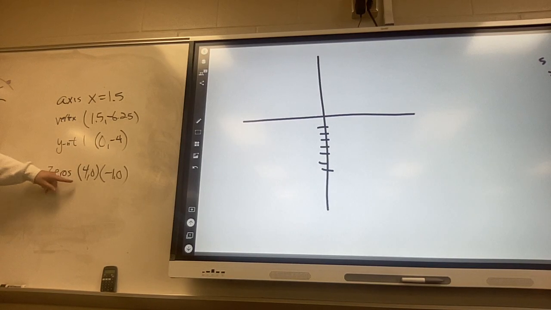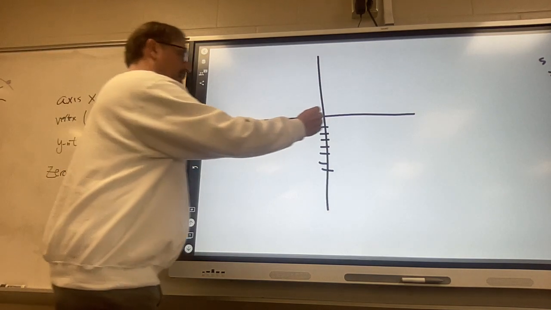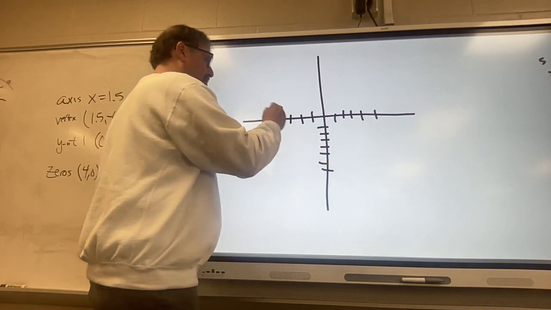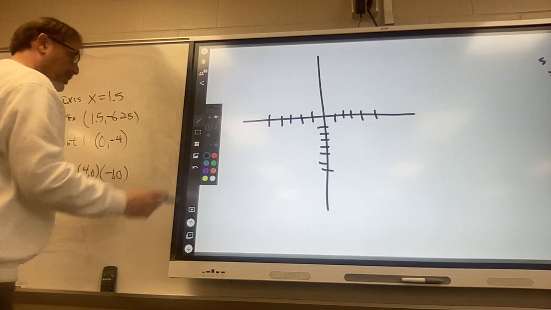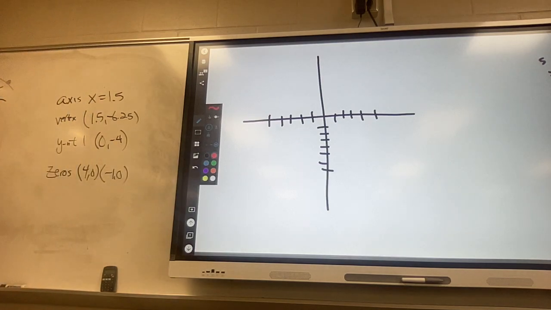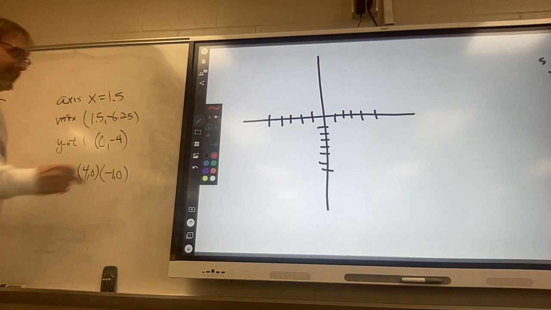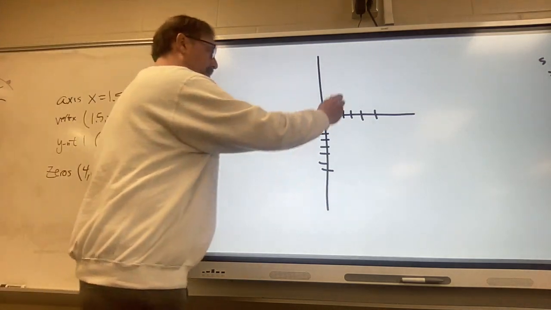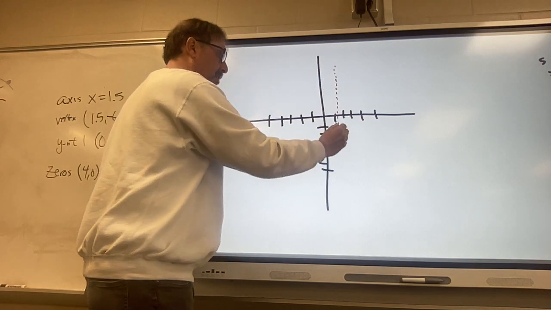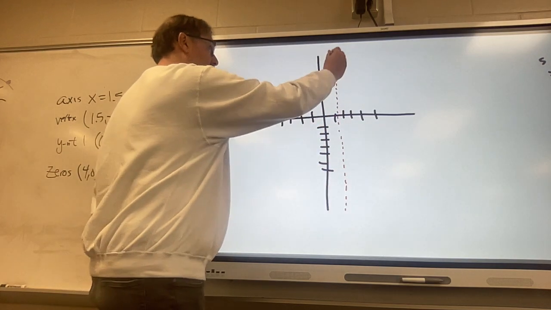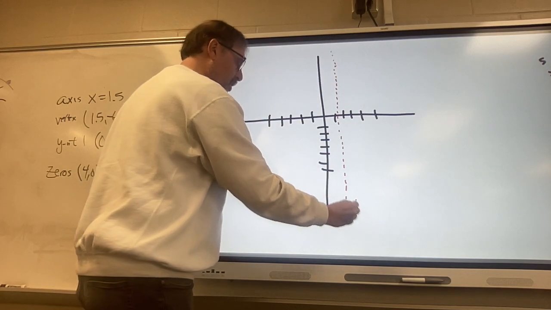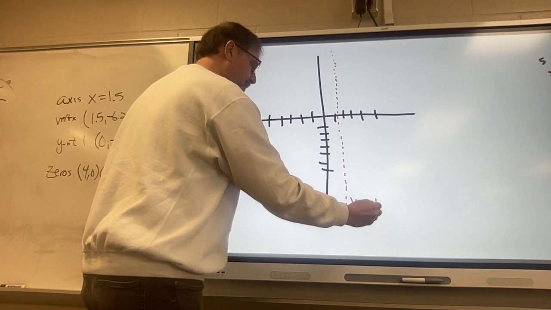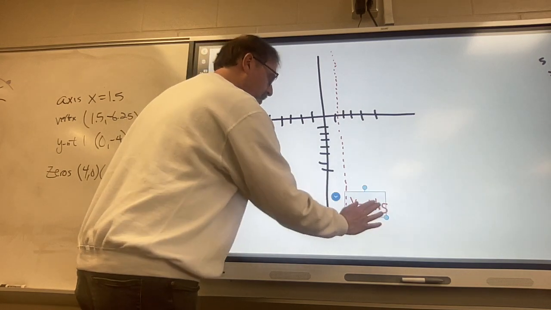Now, the zeros are over 4 and back 1. So let's go maybe over 5 on each side. 1, 2, 3, 4, 5. I'm going to change colors. The axis of symmetry is x equals 1.5. If you would, at 1.5, draw an up and down dotted line, and either down nice and low, write x equals 1.5, or sort of way up high.